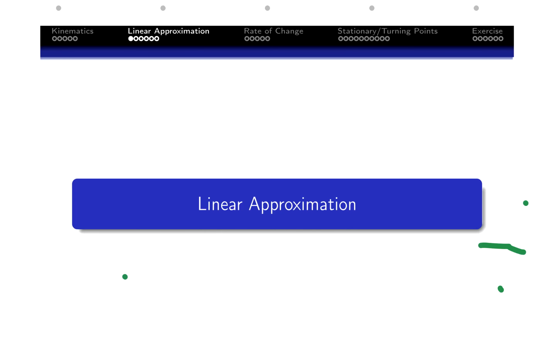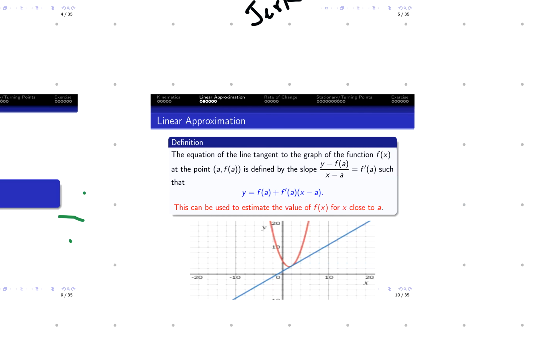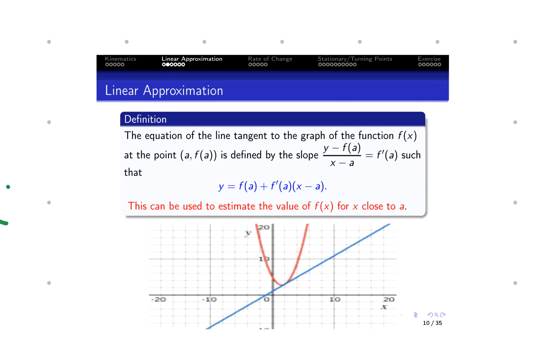When you talk about linear approximation, this is the kind of thing we talk about. You have an expression, a function, and you want to approximate it at a particular value. So the equation of the line tangent to the graph of the function f of x. The function in red is f of x. It looks like a parabola. The blue line is tangent to it. A tangent is a line that just touches a curve at a single point. So the equation of the line tangent to the graph of the function f of x at the point a, f of a is defined by this slope.